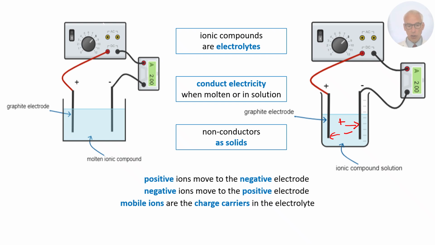It is the ions in the electrolyte that carry charge. Electrons carry charge in wires, but within an electrolyte, it is mobile ions that carry the charge. And that explains why ionic compounds are non-conductors as solids, because of course, in a giant ionic lattice, the ions are in fixed positions and are not able to move.